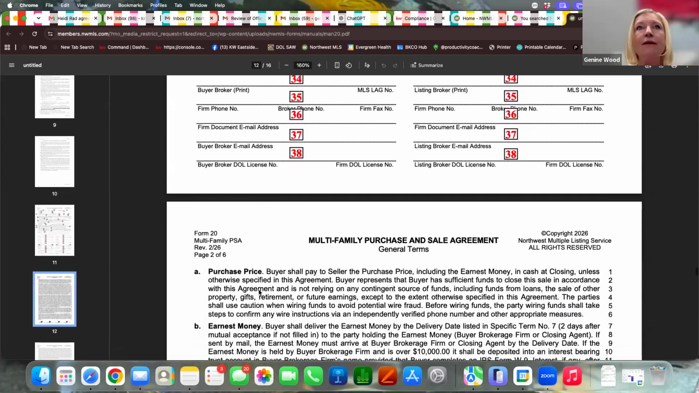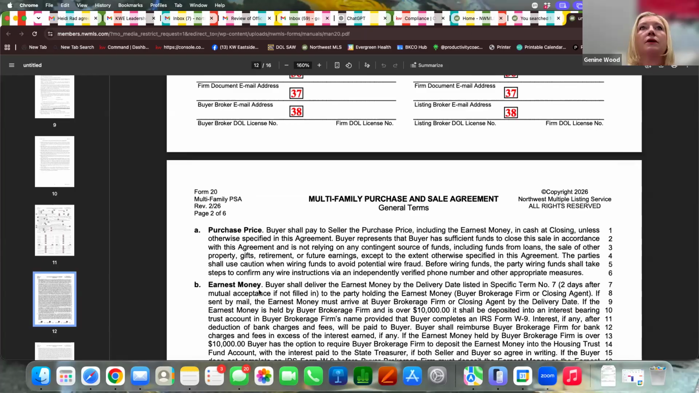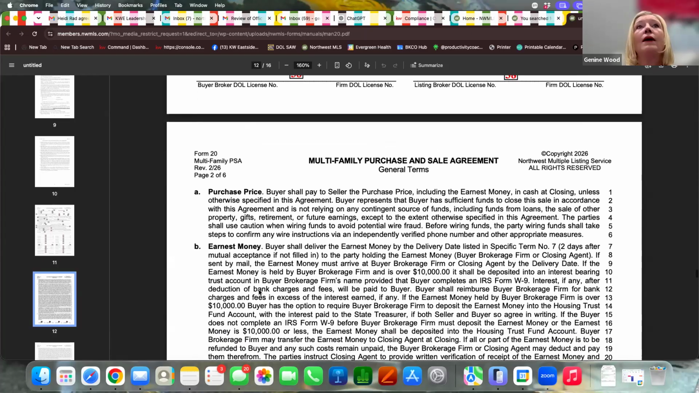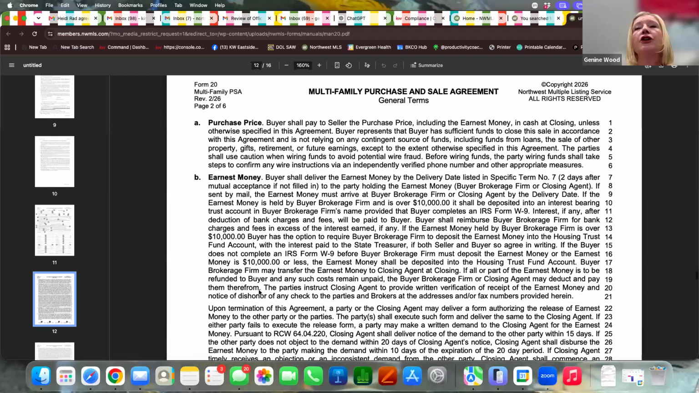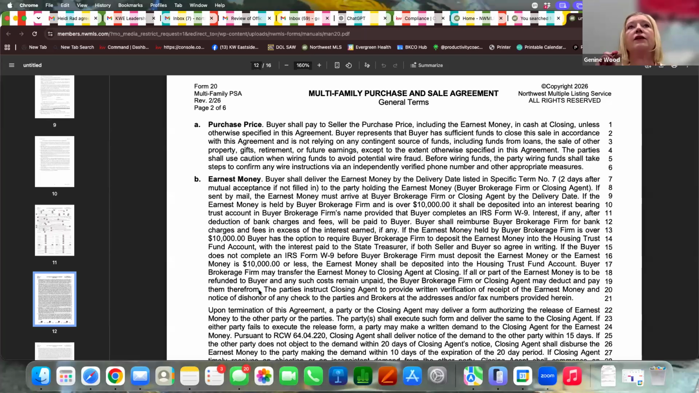Now, the best part about that is you're only filling in that page, and this form is done. What's critical is you have to know what all these paragraphs mean. Now I can tell you, and I refer to this in meetings all the time, page 2, paragraph A, purchase price. Buyer, you have to understand the amount of money that we're talking about today, you have to disclose where it's coming from. Every single penny. So purchase price, where is it coming from?